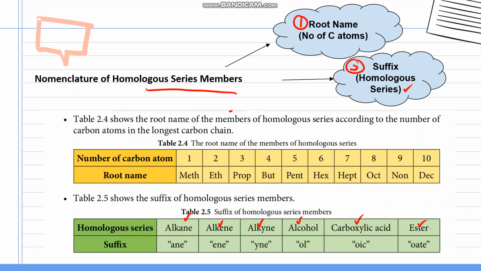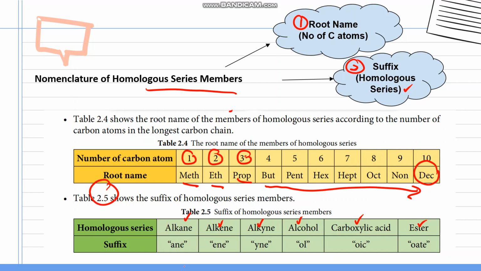Here, Table 2.4 summarizes the root name according to the number of carbon atoms. When there is only 1 carbon atom, the root name is METH, when there are 2 carbon atoms, the root name is ETH, and when the number of carbon atoms is 3, the root name is PROP, and so on up to 10 carbon atoms, where the root name becomes DEC.